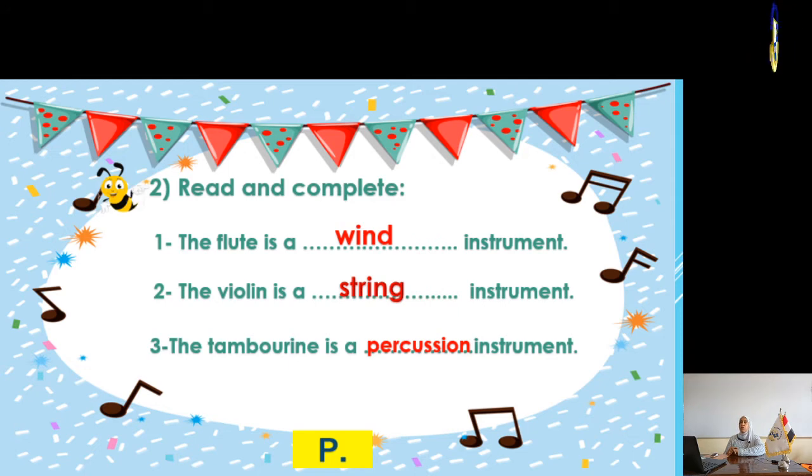Now, exercise number 2, read and complete. Number 1, the flute is a dash instrument. Can you think the flute is what? A flute is a wind instrument. Number 2, the violin is a dash instrument. Of course, the violin is a string instrument. Number 3, the tambourine is a percussion instrument.